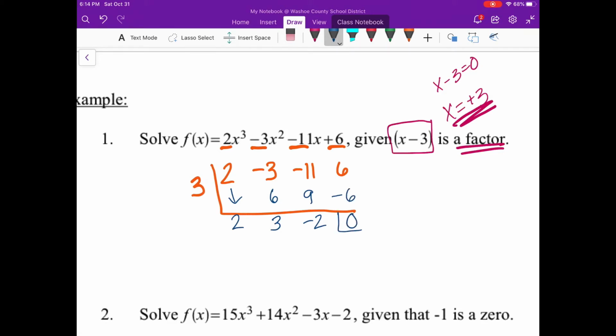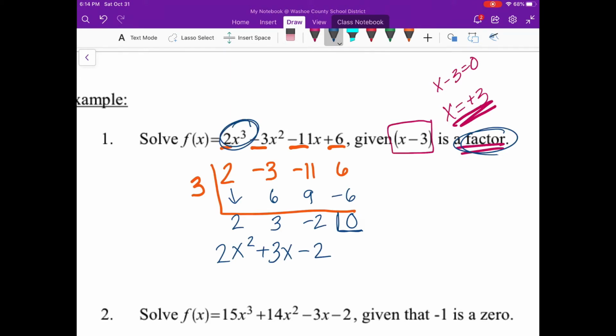Here's a big hint. If your remainder is not 0 and the problem tells you that you have a factor, you need to go back and do it again. I promise you the remainder needs to be 0. So you need to go back and check your adding and your multiplying. Make sure you didn't miss anything, okay? So these are going to be the coefficients of a quadratic. Remember that your solution, whatever you get, is 1 degree less than what you started, okay?